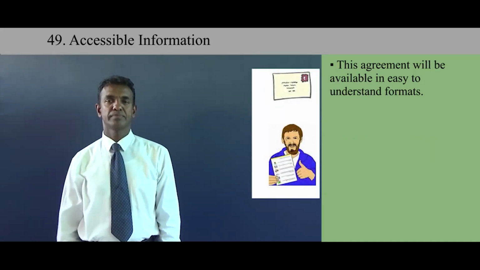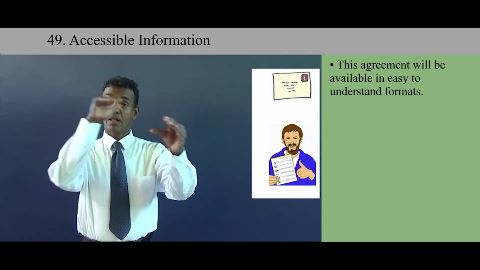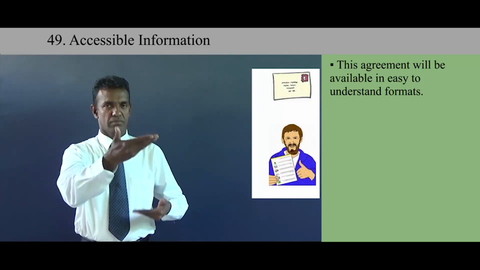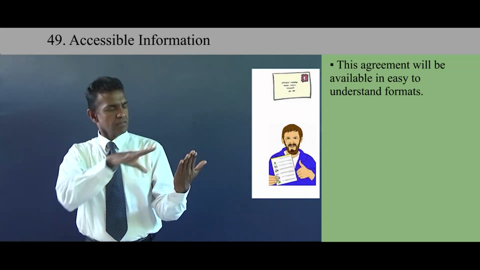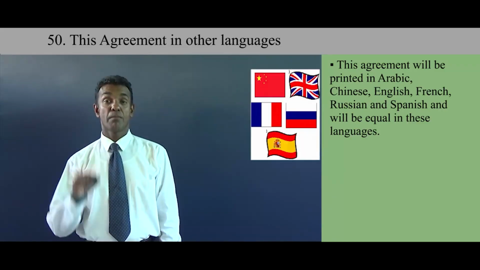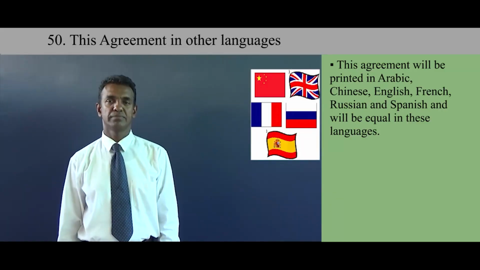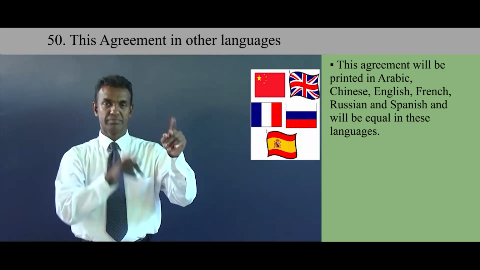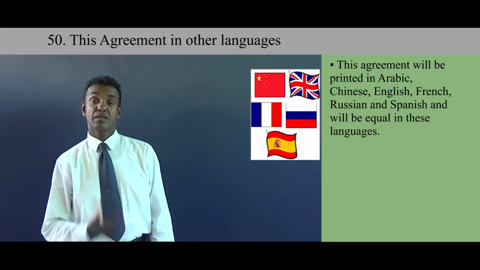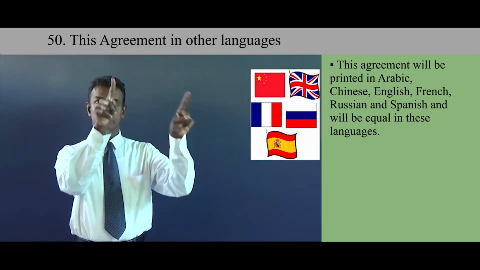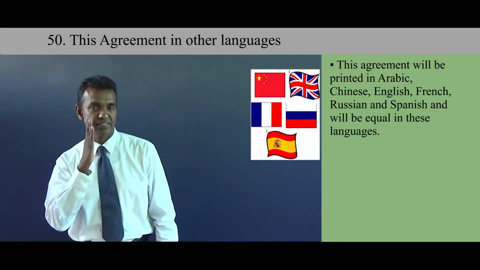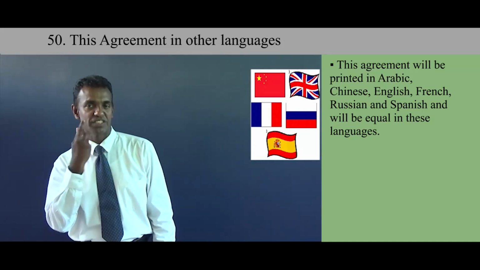Accessible information. The agreement will be available in easy to understand formats. This agreement in other languages. This agreement will be printed in Arabic, Chinese, English, French, Russian, and Spanish, and will be equal in these languages.